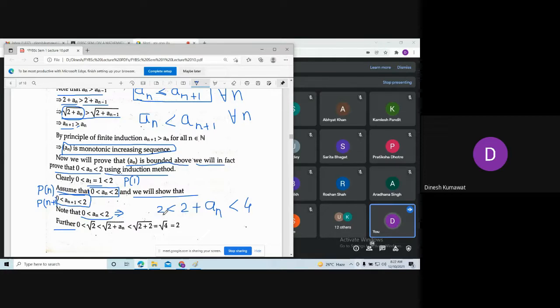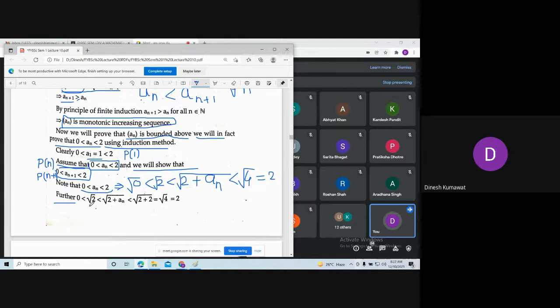But what do we know about the relation between 0 and 2? 0 is less than 2. Now you just take the square root throughout this inequality. And what is root 4? 2. So we are getting this statement.